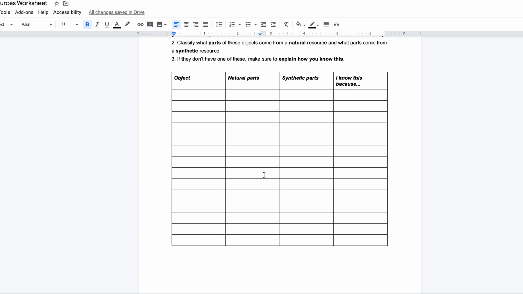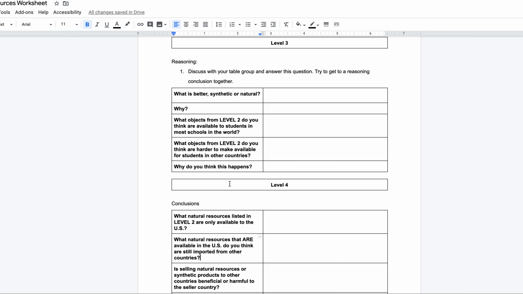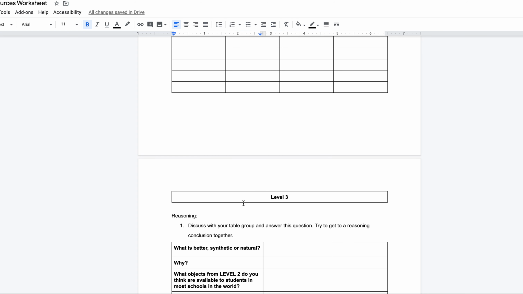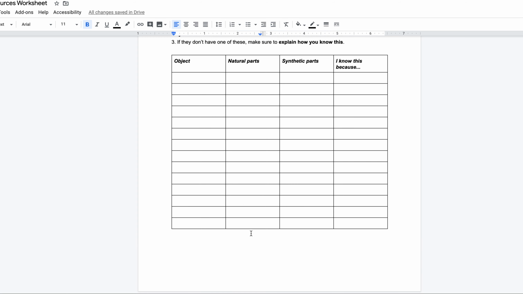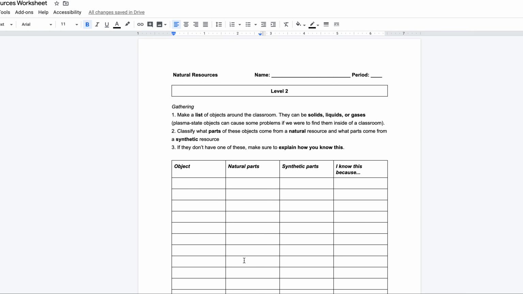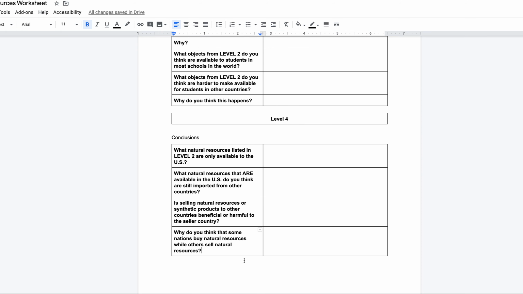So is there any resource that, even though it's available, right? Like you have it in the US, but which ones of these, even though we have it here in this country, we actually get from other countries. We buy them or get them imported from other countries. Is selling natural resources or synthetic products to other countries beneficial or harmful to the seller country? And why do you think that some nations buy natural resources while others sell natural resources? So this is going to have a little bit of thinking beyond.